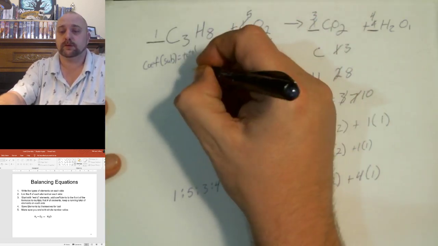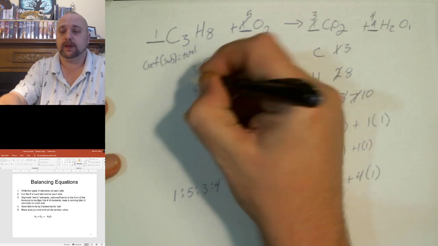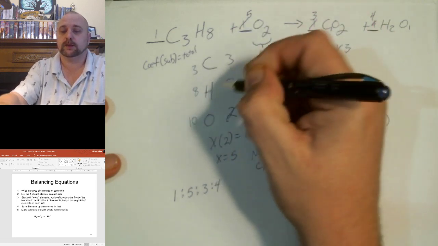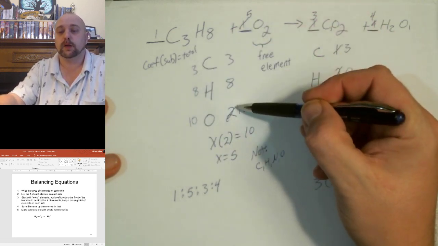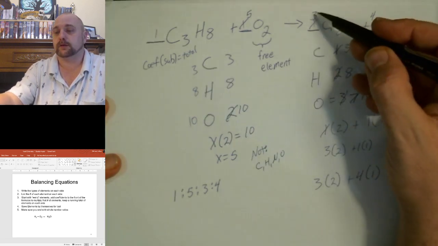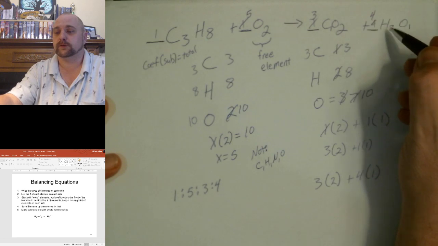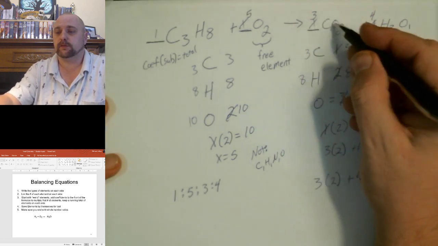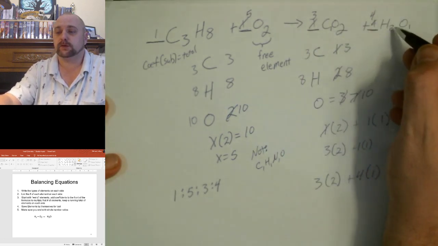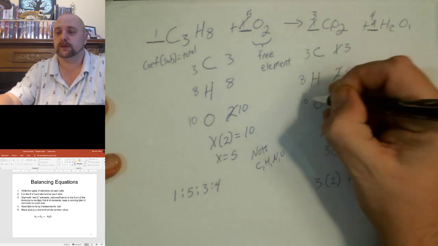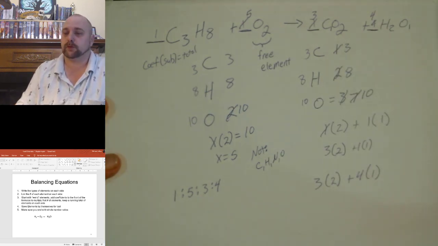1 times 3 is 3. 1 times 8 is 8. 5 times 2 is 10. You'll notice I like to do my work on the right hand side and my check on the left. 3 times 1 is 3. 4 times 2 is 8. 3 times 2 is 6. Plus 4 times 1 is 10. And we've got this one right.